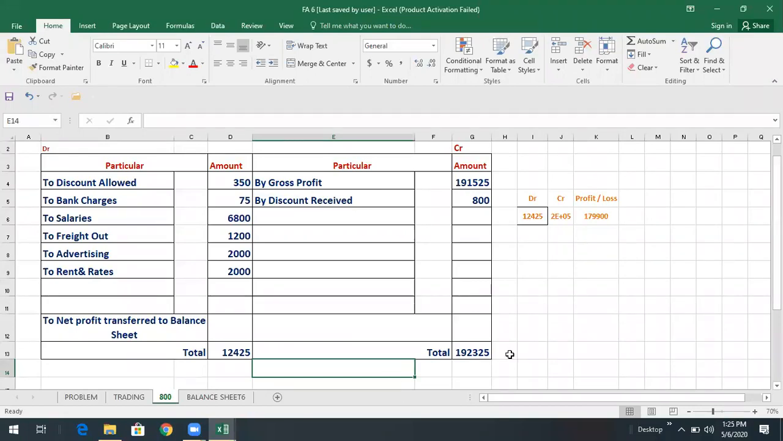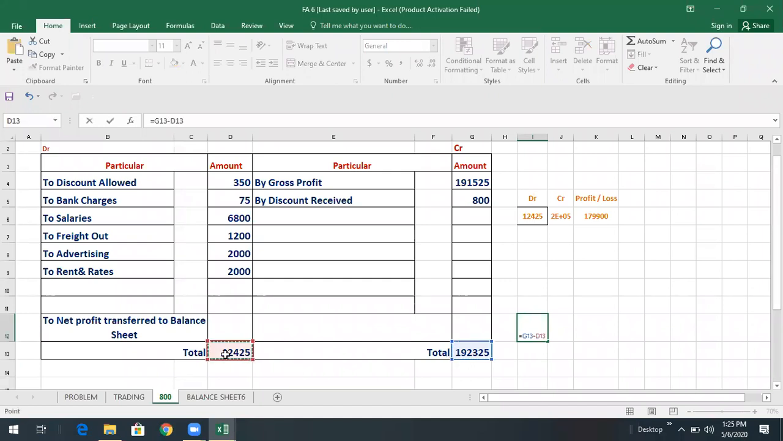The formula is simply your credit amount, 1,92,325, minus 12,425 rupees. This value minus this value gives the net profit. So the net profit is 1,79,900 rupees. This amount minus this amount will give the net profit. So what is the value of net profit? I'm entering here 1,79,900 rupees. That is the net profit.